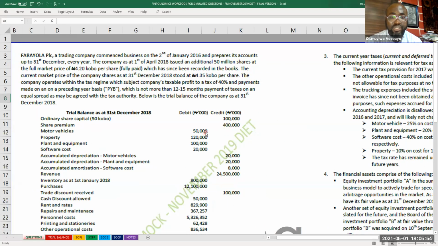The cost is 50 million. Yes, sir. Which means each year from 2016. How do I know it's 2016? Because remember, we did an analysis for motor vehicle that proved that 2 years depreciation has been charged up to 2017, which means 2016, 2017, which means we'll have charged 25% in 2016 and 25% in 2017. Now you want to charge 25% in 2018.